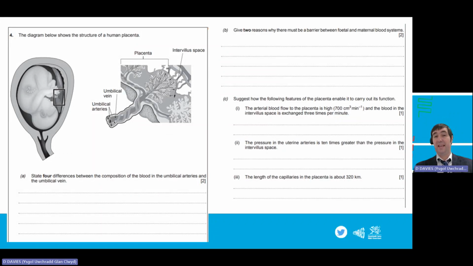Okay, so again, they're not common sense answers, okay, but you need to know about the structure, what the function of the placenta is, and what it's trying to do, and then link that to these features here. Okay, so again, stop the video and then I will publish the mark scheme for you.